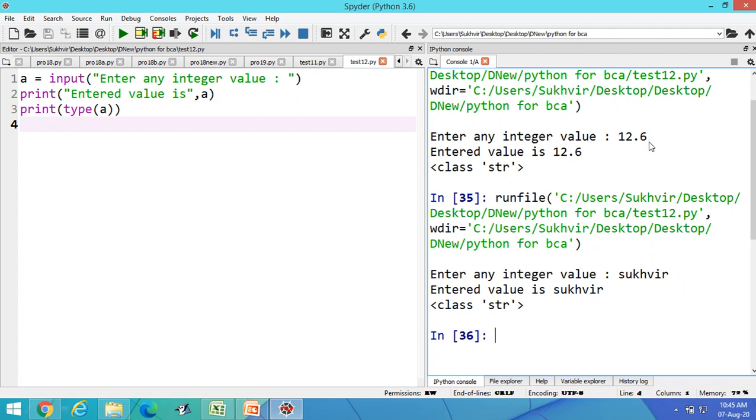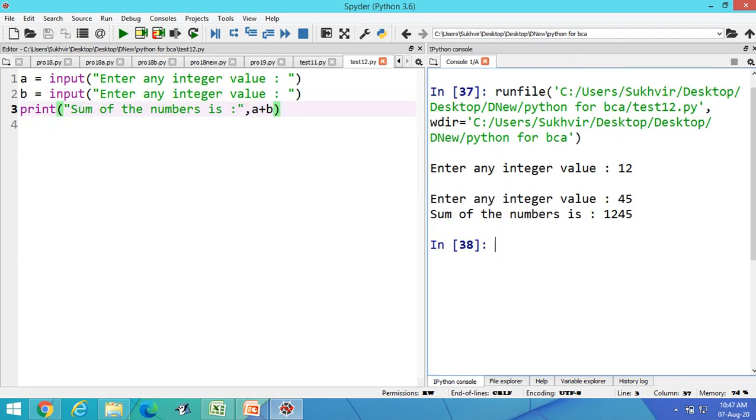If I am writing 12.6, again the output is 12.6 but the class is string. Here also the class is string. I can enter any type of data, but the type of the data will remain as string, that is str. Whether it's a number, it is stored as a string. Number is not stored as a particular number.